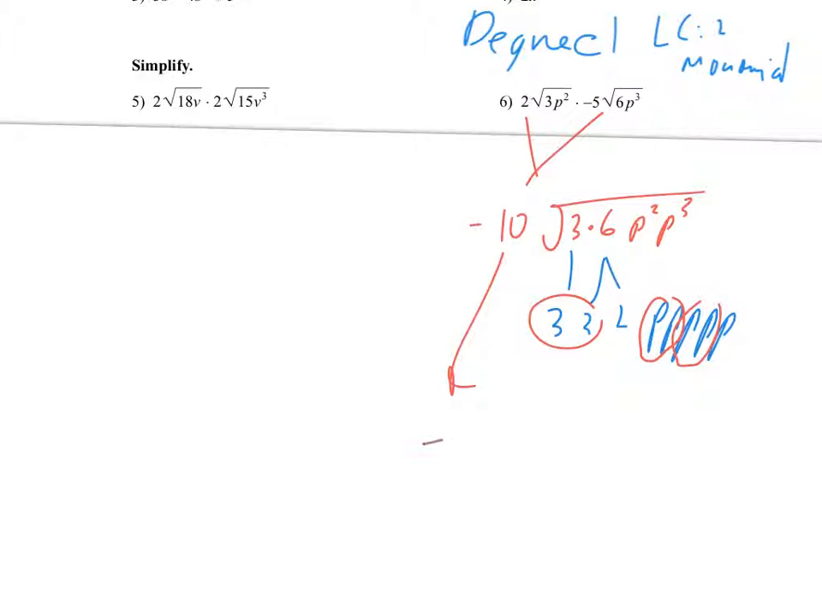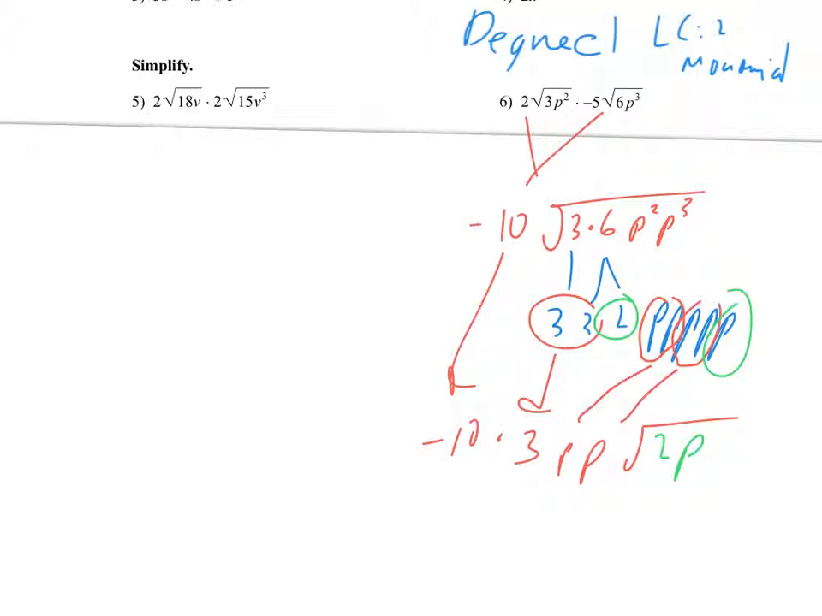But remember, we already had that negative 10 outside, so that's going to stay there. We're going to bring the 3 out. And then we're going to bring p and then another p out. And then inside the radical, we'll put the loners. So we had a loner 2 and a loner p, so that'll be 2p. And we'll just simplify this to negative 30p squared times the square root of 2p.